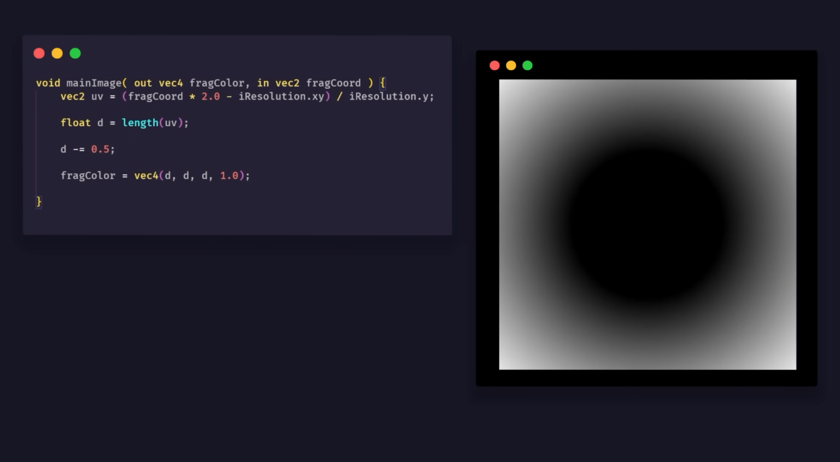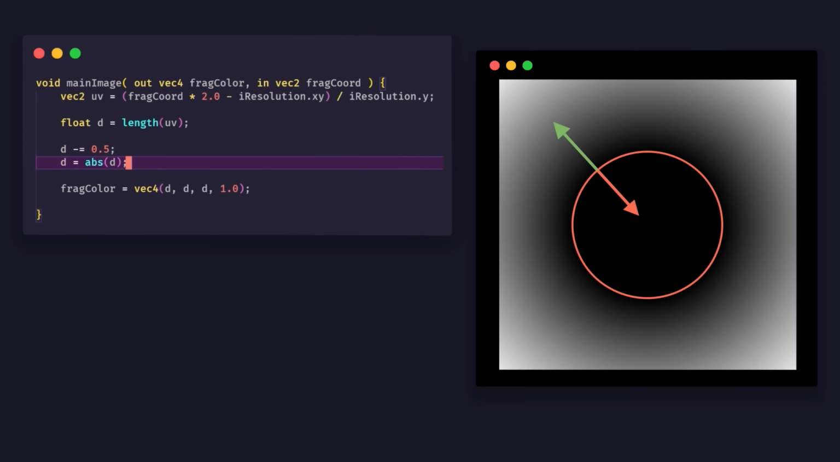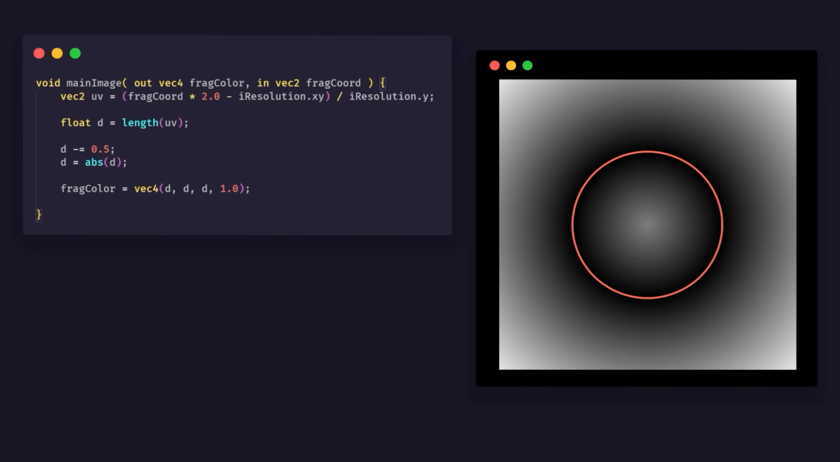So the gradient we're observing represents the signed distance to a circle with a radius of 0.5. The values are positive outside the circle's edge, which creates a gradient, but they are negative inside the circle, resulting in black. To verify this, let's take the absolute value of this distance using the abs function. This will convert the negative values to positive, and now we can observe that the distance increases as we move further away from the circle's edge in both directions.